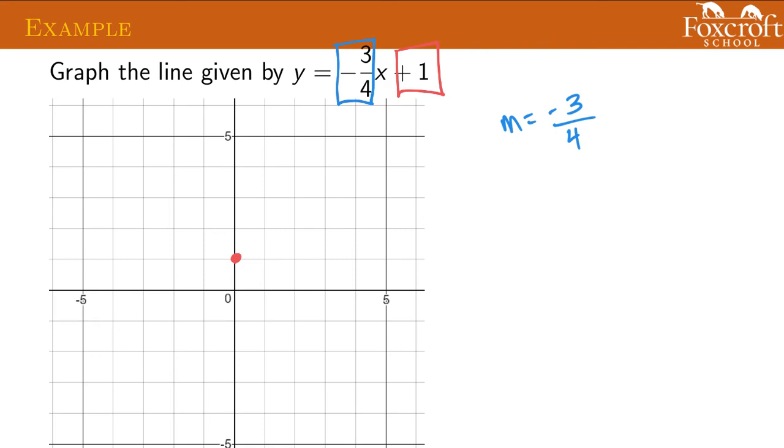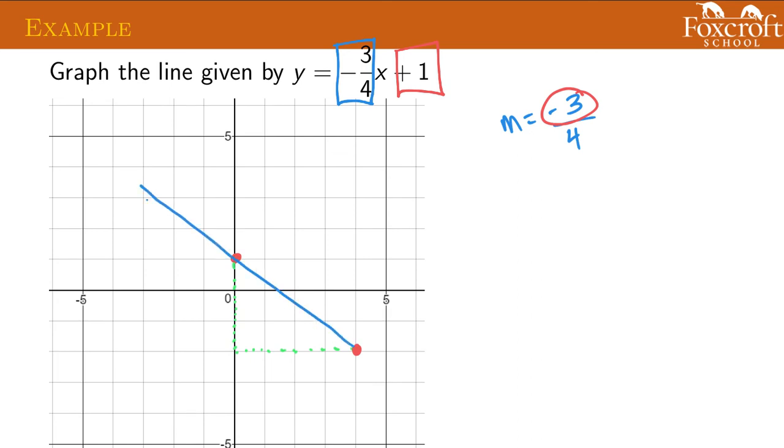Negative 3/4. I like to put the negative on the top to make it negative 3 over 4, because that makes it more obvious that now my rise is negative 3. That means I'm going to go down 3, because a negative for y means going down. And then run positive 4. 1, 2, 3, 4. All right, to get my next dot, and then I connect them as well.